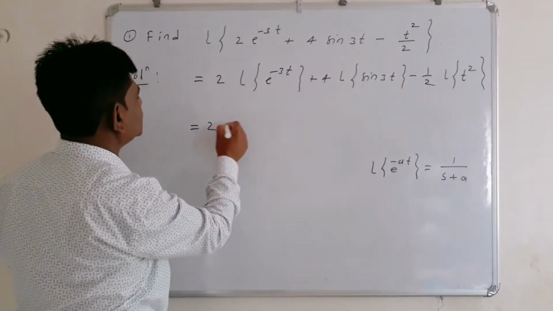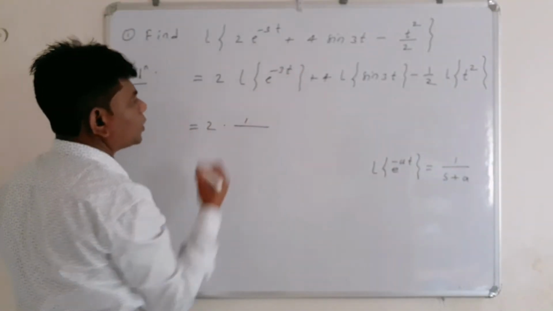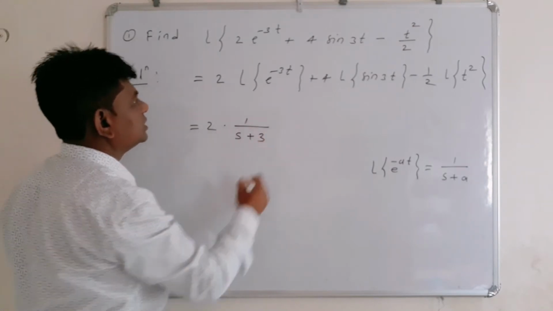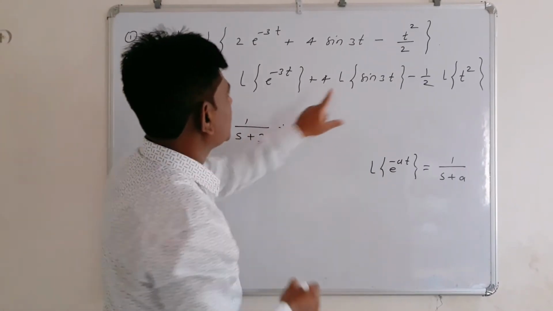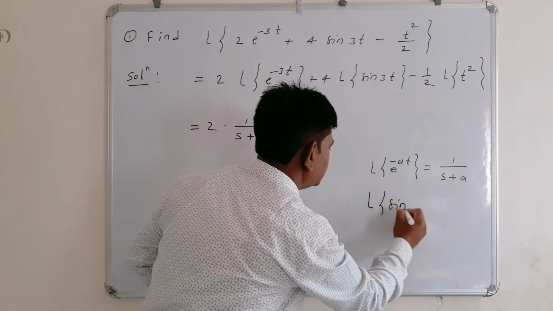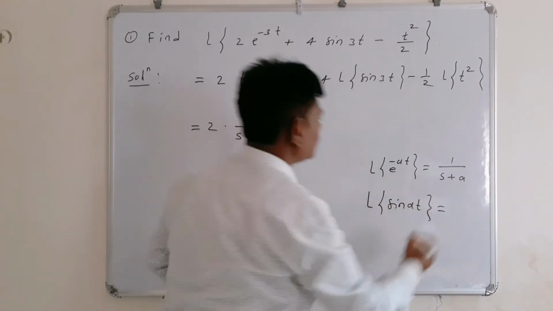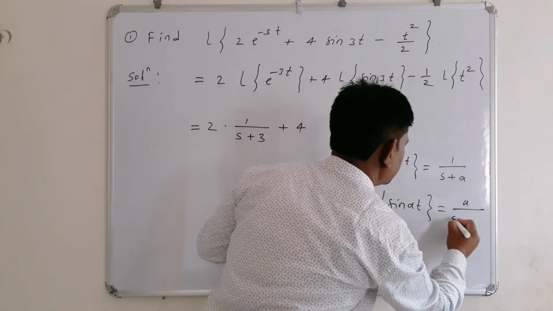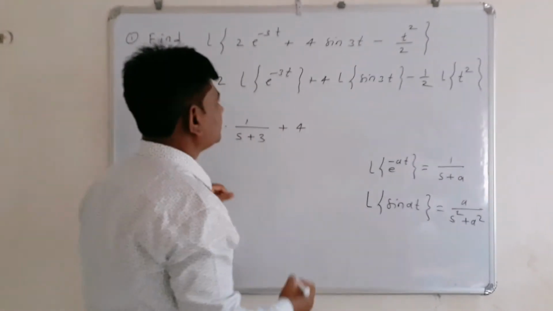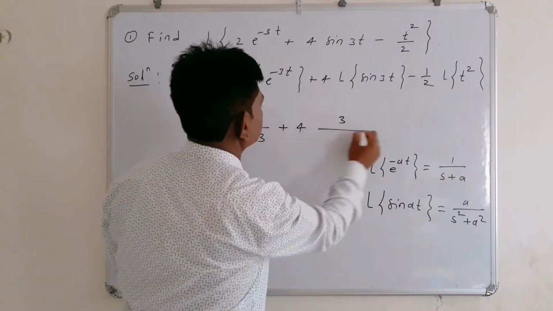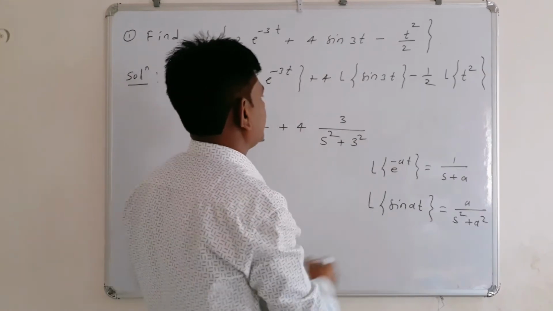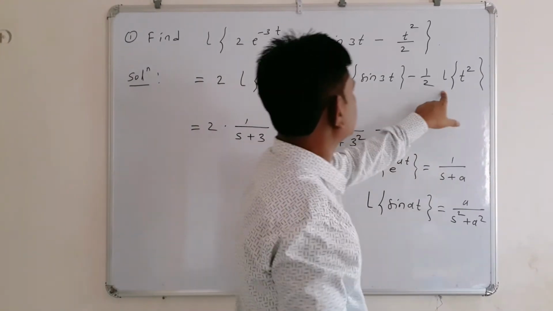The answer is 2 times Laplace transform of e to the power minus 3t, which is 1 upon s plus 3, plus 4 times Laplace transform of sine 3t. The Laplace transform of sine at is equal to a upon s square plus a square. So here a is 3, therefore the answer is 3 upon s square plus 3 square, means 9, minus half Laplace transform of t square.